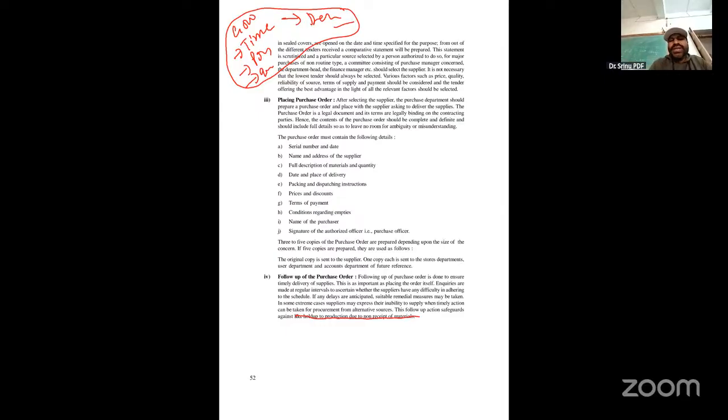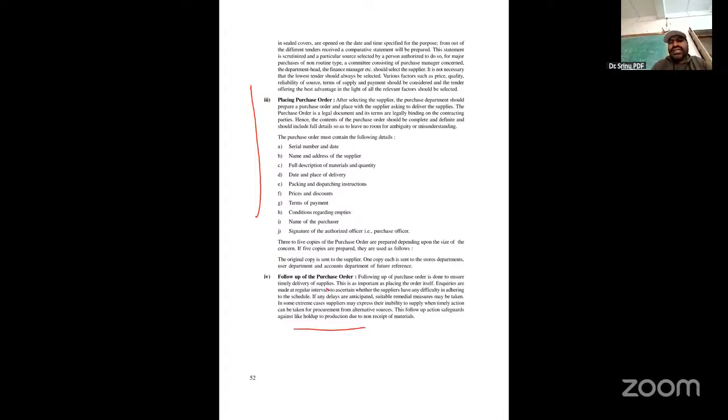Placing the order. This purchase order must contain the details: serial number and date, name and address of the supplier who is supplying for us, full description of material and quantity, date and place of delivery, packing and dispatching instructions, price, discount, terms of payment, conditions regarding the empties, name of the purchaser, signature of the authorities. So these all are to be considered. Next one is follow up of purchase order. Once these three steps are completed, we are going to start the follow up of the purchase order. Is it clear?